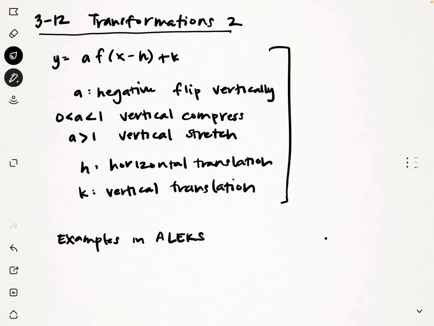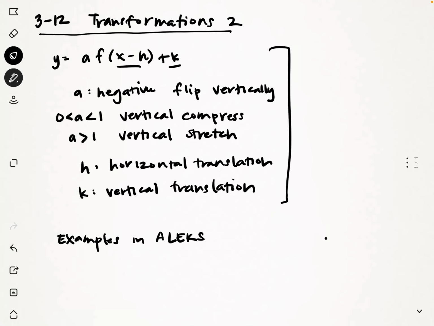On the inside of our function, x minus h represents our horizontal translation. We said if it's a minus, it goes to the right, and if it's a plus, it goes to the left, which is kind of odd and unique to this type of transformation idea. And then the outside, this k here, is our vertical translation, meaning up and down.